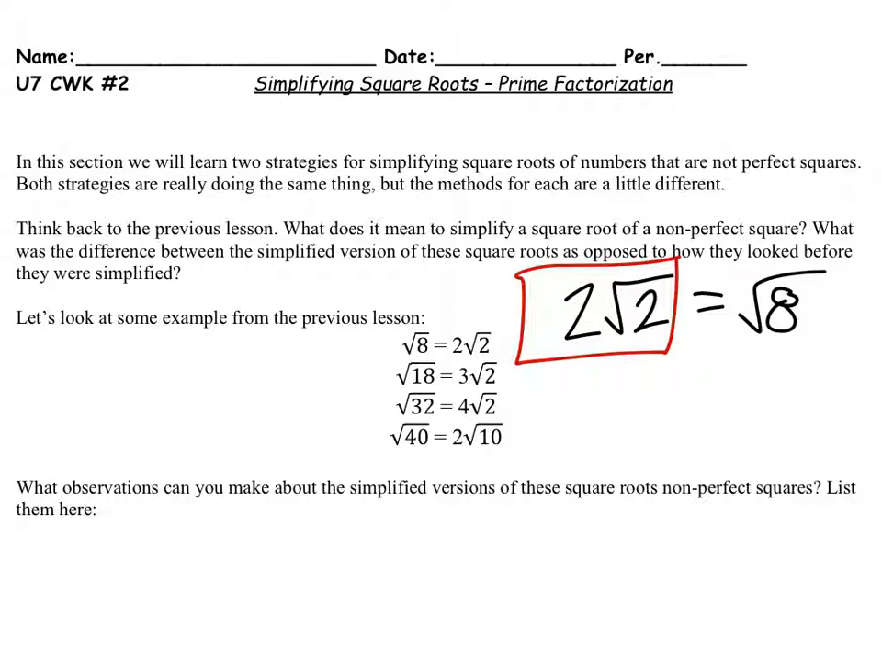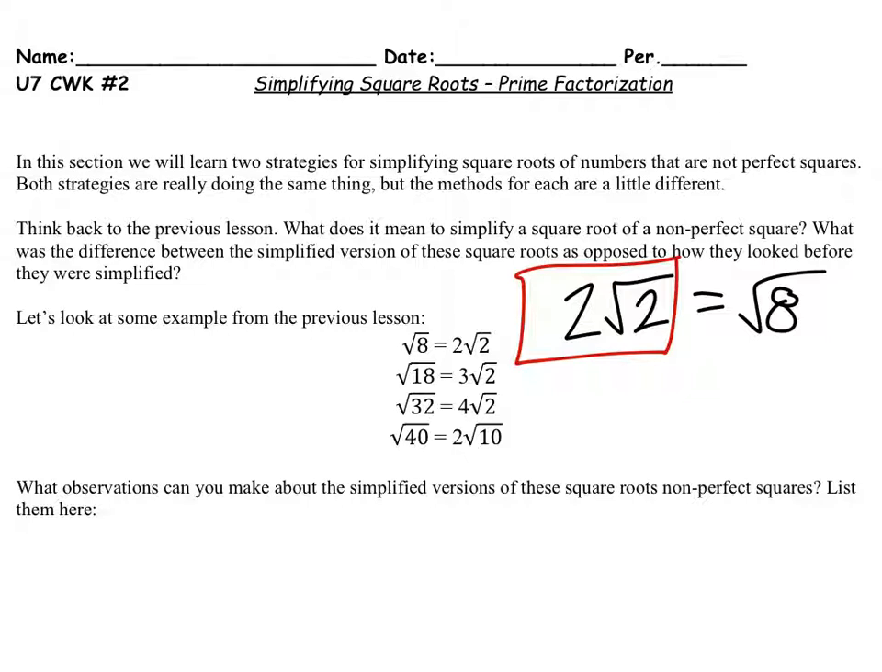So what was the difference between the simplified version of these square roots as opposed to how they looked before they were simplified? Like this one, the square root of 8 equals 2 times the square root of 2. Square root of 18 equals 3 times the square root of 2. It tells us how many square roots of something that we have, like 4 square roots of 2 or 2 square roots of 10.